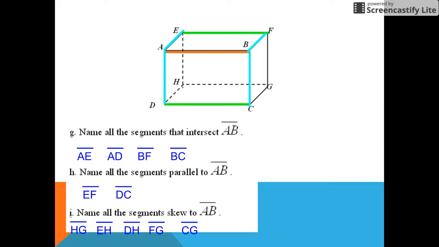Then all the segments skew to AB. That's all the rest of the segments in the picture. That's segment HG, segment EH, segment DH, segment FG, and segment CG.